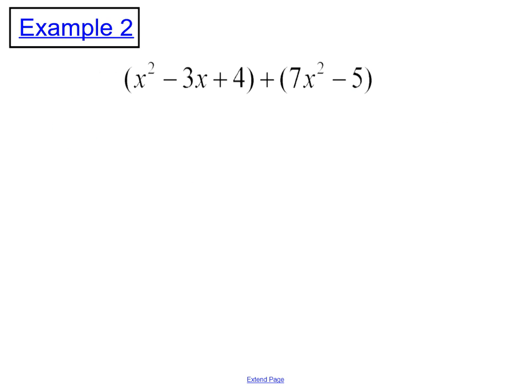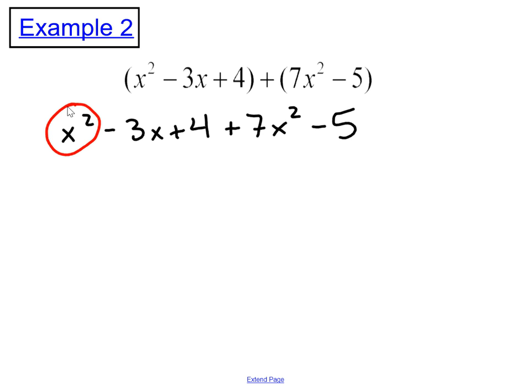Let's look at our next one. So once again, we're going to rewrite it without our exponents. So we say x squared minus 3x plus 4 plus 7x squared minus 5. First, I have my x squared. I have 7x squareds. So if I have an x squared plus another 7x squareds, I have 8x squareds.